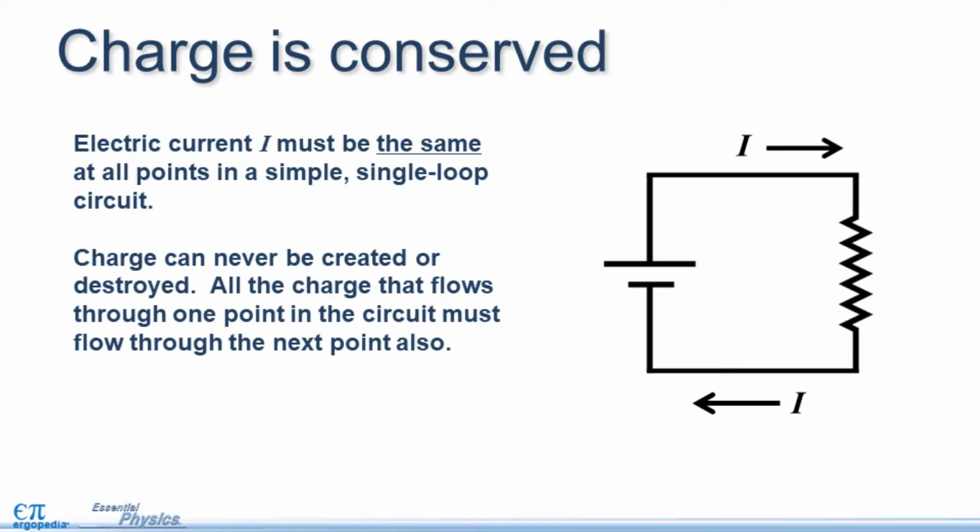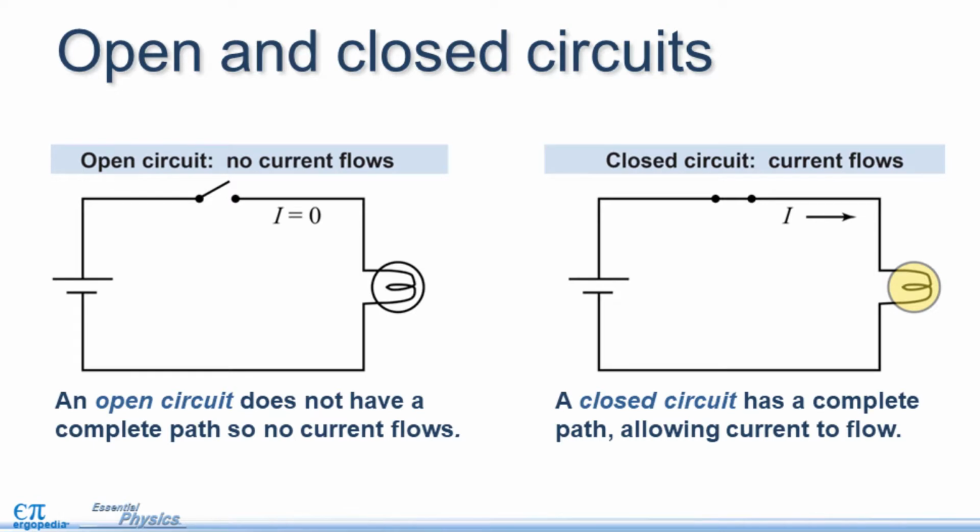Electric current I must be the same at all points in a simple single loop circuit. Charge can never be created or destroyed. All the charge that flows through one point in the circuit must flow through the next point also. An open circuit does not have a complete path, so no current flows. A closed circuit has a complete path, allowing current to flow.